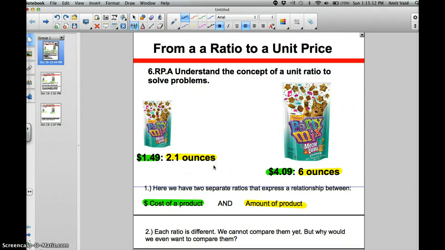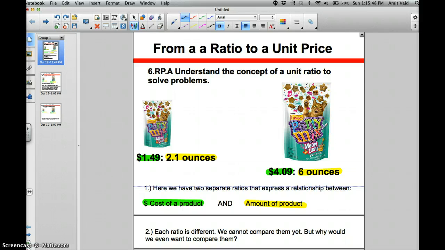Take a look at these two products we have. These are cat treats. We have two separate ratios that express a relationship between the cost of a product and the amount of a product. In this first ratio, the cost is $1.49 and the amount is 2.1 ounces. The relationship is that for every $1.49 you spend, you purchase 2.1 ounces of cat treats. And the cat treats look like what you can see here on the bag. It also means that you pay $1.49 for 2.1 ounces.